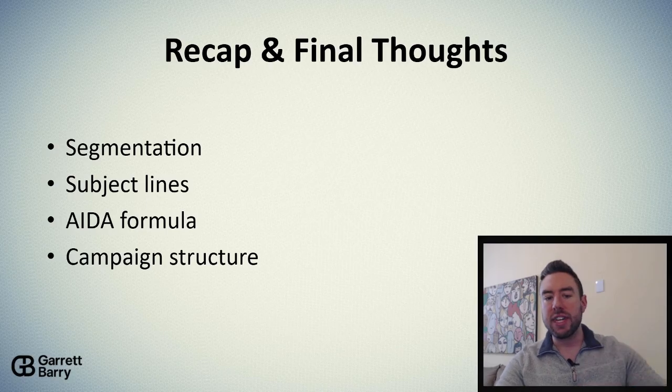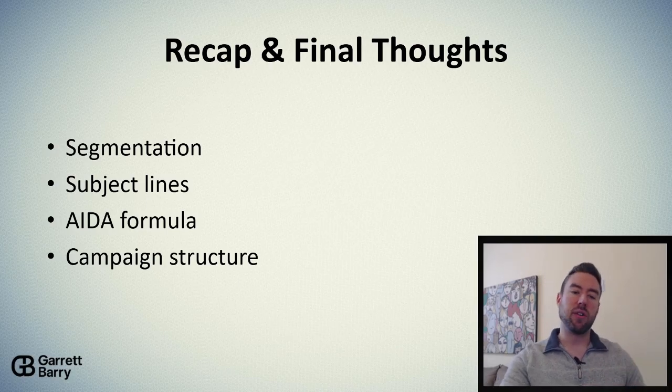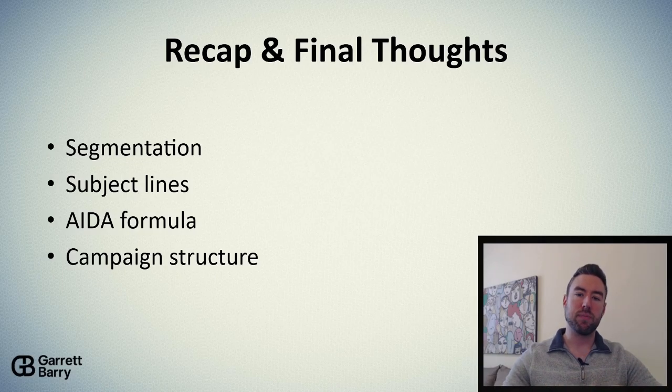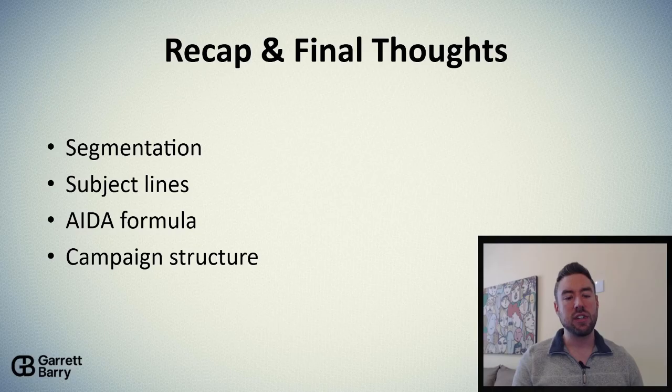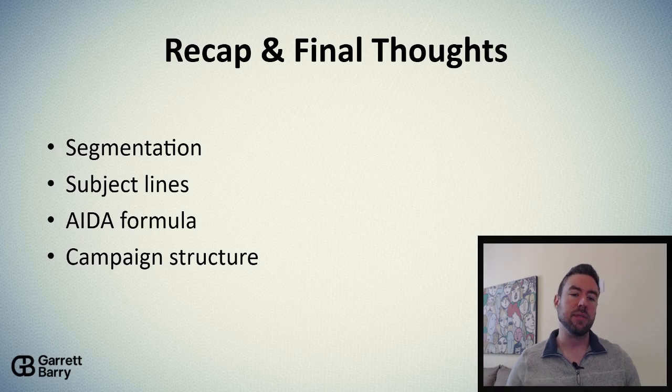Now here's a recap of what we talked about and my final thoughts. First off, segmentation. When you start doing email marketing, you really want to segment different people based on their activity and actions. Subject lines, again, choose one of those different types, okay? Curiosity, FOMO, and those are really going to give you great templates. Remember the AIDA formula, okay? Attention, interest, desire, and action. You want to start basically using that formula in most of your emails. And then the campaign structure.